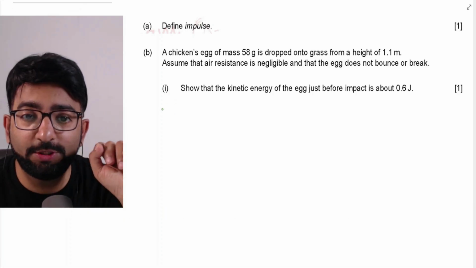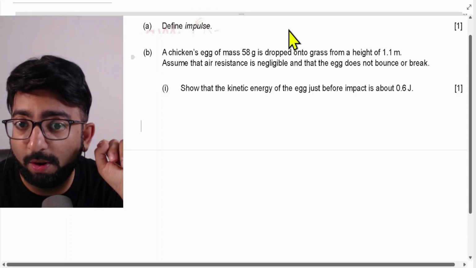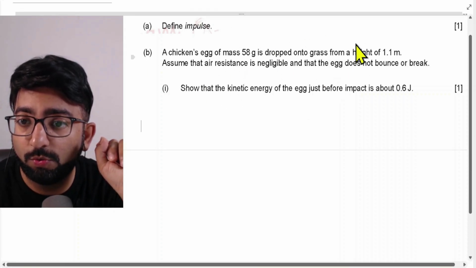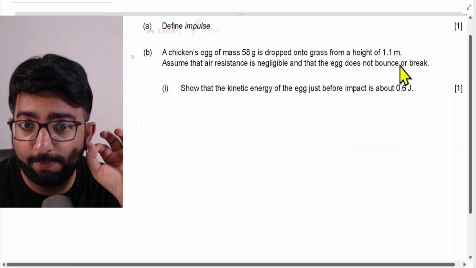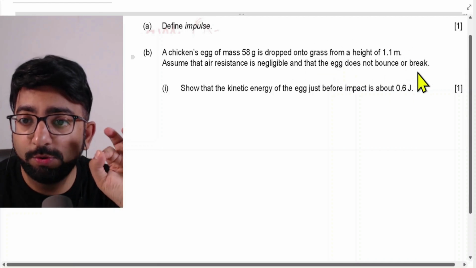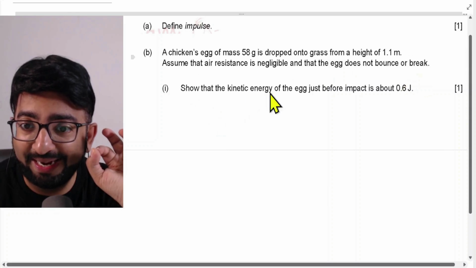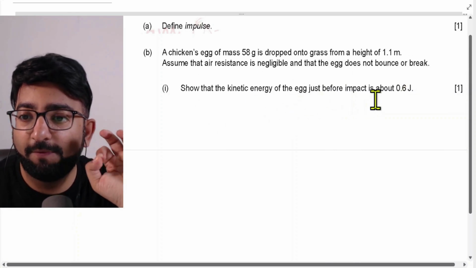For the B part, it is mentioned that a chicken's egg of mass 58 grams is dropped onto grass from a height of 1.1 meters. The egg does not bounce or break. We have to figure out the kinetic energy of the egg just before the impact.